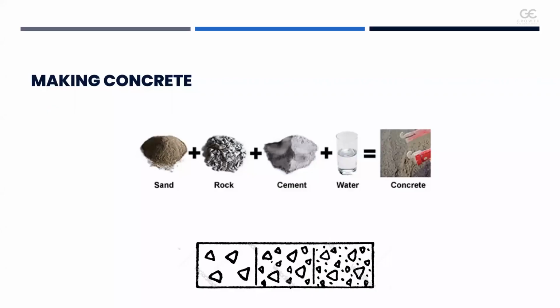Making concrete. These are the elements of concrete: sand, rock, some sort of aggregate that pulls it together, water. Adding those in the right mixture, the right proportion, equals concrete. And you can see how the concrete starts very loose and then it hardens into something solid.